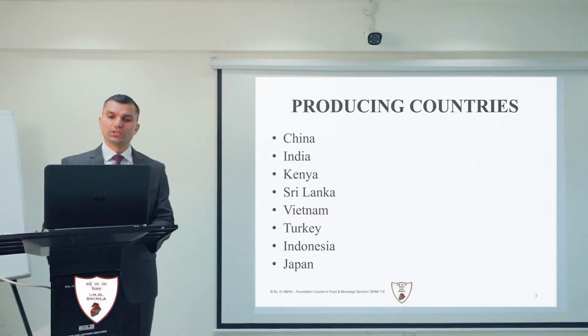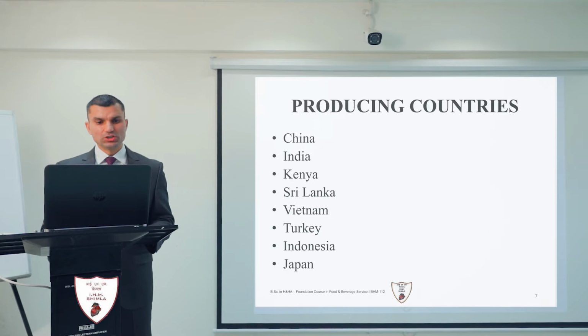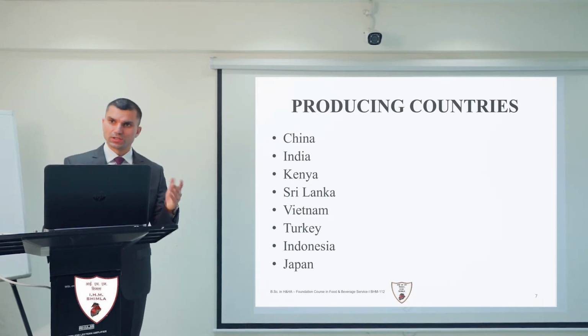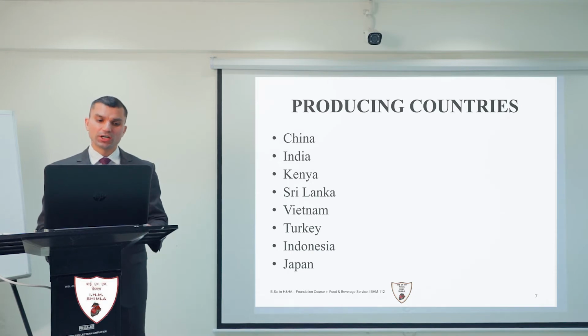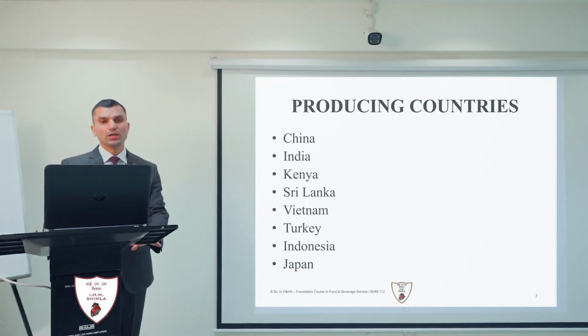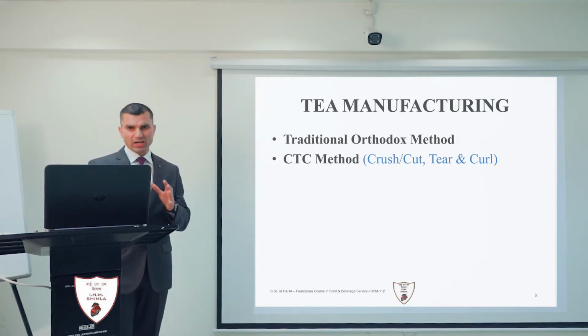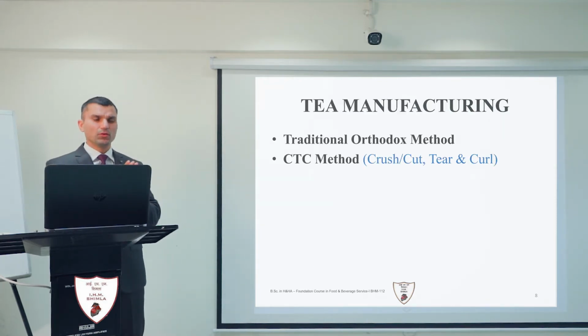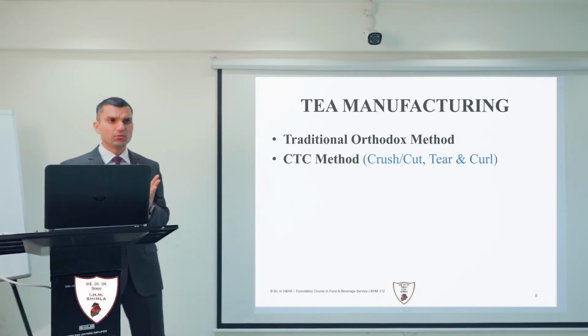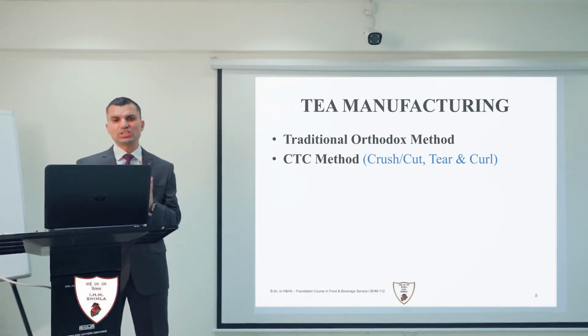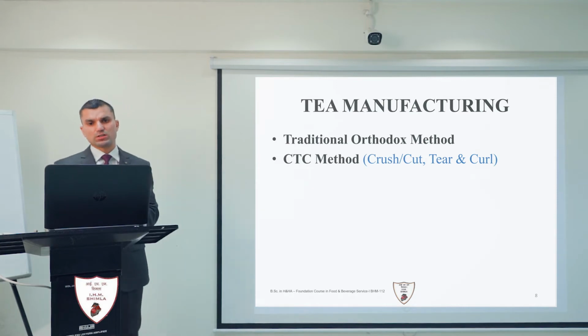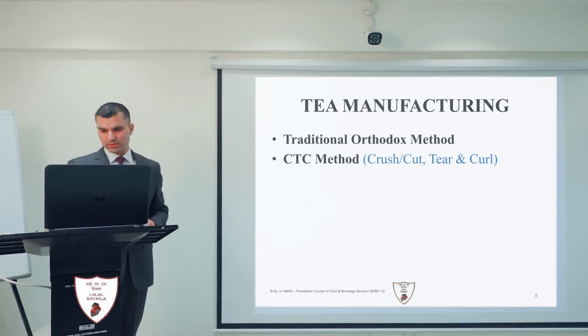Coming to various tea producing countries, we have China, which is the leading producer of tea at the moment, India, Kenya, Sri Lanka, Vietnam, Turkey, Indonesia, and Japan. And this goes on. Let's discuss the manufacturing process of tea. When we talk about the manufacturing of tea, we have the traditional orthodox method, and then we have the CTC method, which is known as the cut, tear, and curl method.